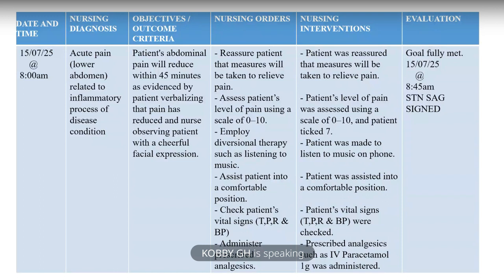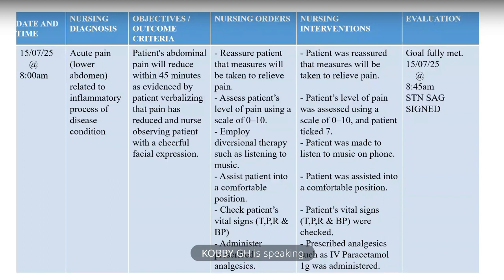Reassure patient that measures will be taken to reduce pain. Patient was reassured that measures will be taken to reduce pain. Assess patient's level of pain using a scale of 0 to 10. Patient's level of pain was assessed using a scale of 0 to 10, and patient takes 7. Initially when we started, Peter raised a question: why are we saying pain will reduce, when the assessment is 7, meaning pain is there? This is the initial assessment.